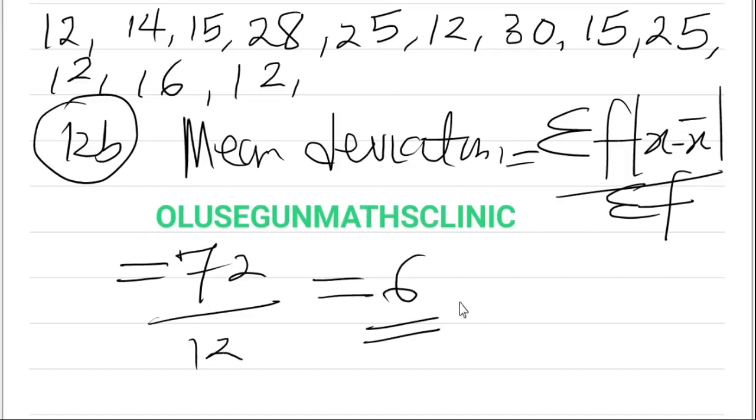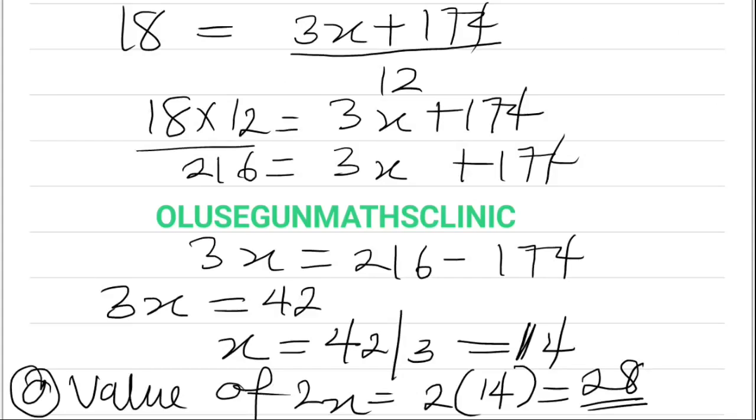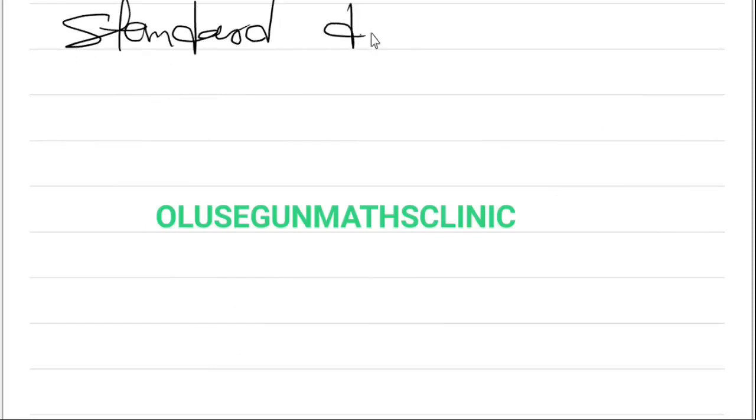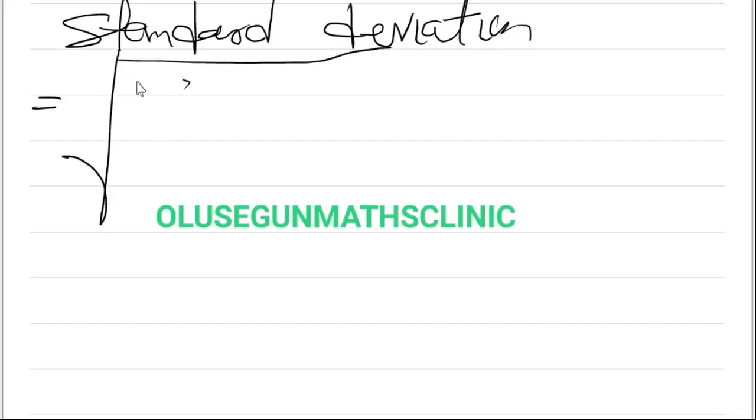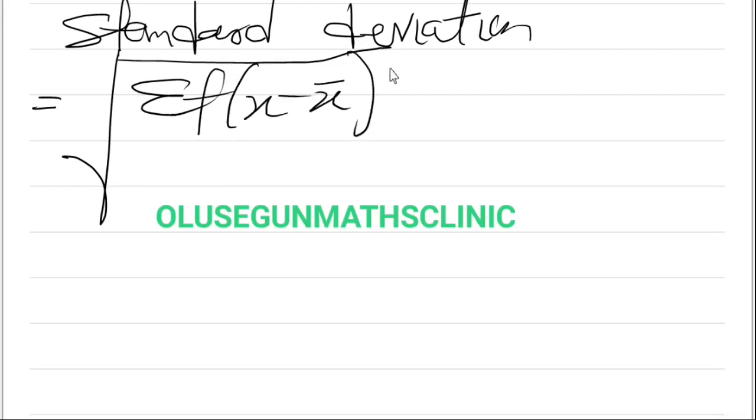So after you have gotten the mean deviation to be equal to 6, let's go back again. Let me write the formula for standard deviation. We have to find the standard deviation, and the formula is the square root of summation of f times x minus x bar all squared over summation of f.